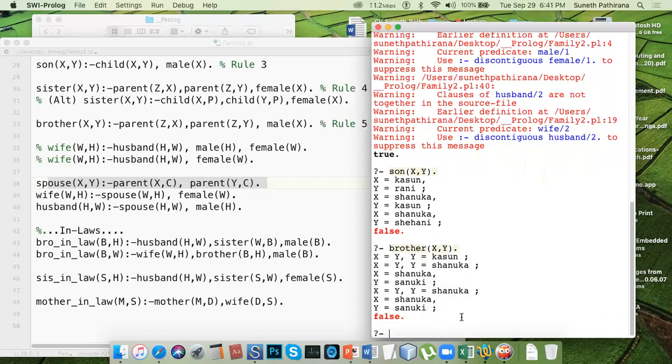Shanuka and Sanuki. That's all. Is that all? No, sorry. Kasun becomes a brother to himself, and Sanuka becomes a brother to himself, and Shanuka and Sanuki are brothers and sisters, where Sanuka is the brother, and again Shanuka appears as a brother to himself. And again, there can be multiple instances, multiple matching scenarios to denote the same knowledge.